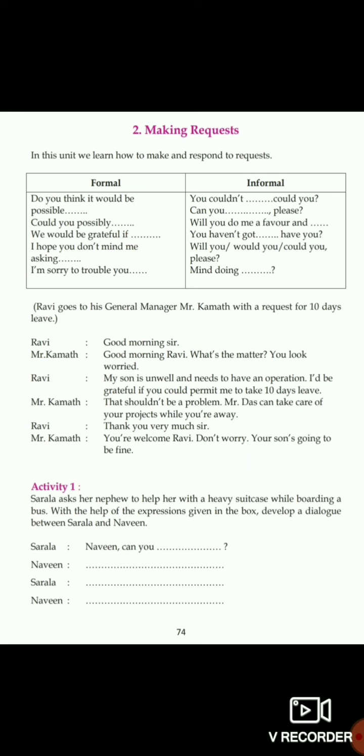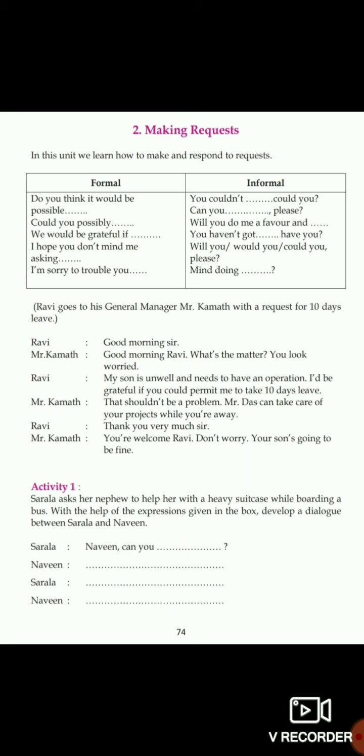Look at the sentences, how they are framed. I would be grateful. Look, the choice of words is a formal way of making a request. So I would be grateful if you could permit me. He is not asking, could you please give me, can you give me the 10 days leave? No, not like that. The formal way is, I would be grateful if you could permit me to take 10 days leave. For that, Mr. Kamath accepts his request and he gives 10 days leave.